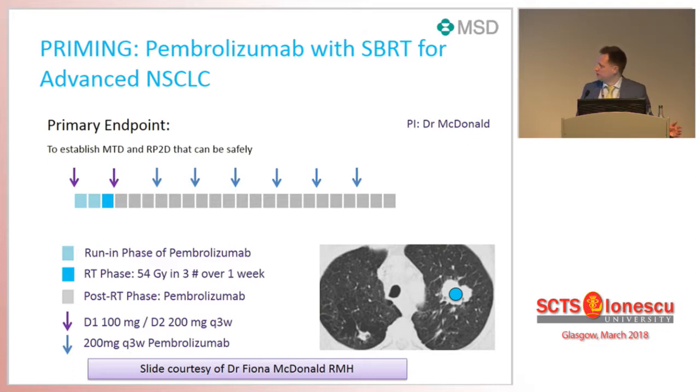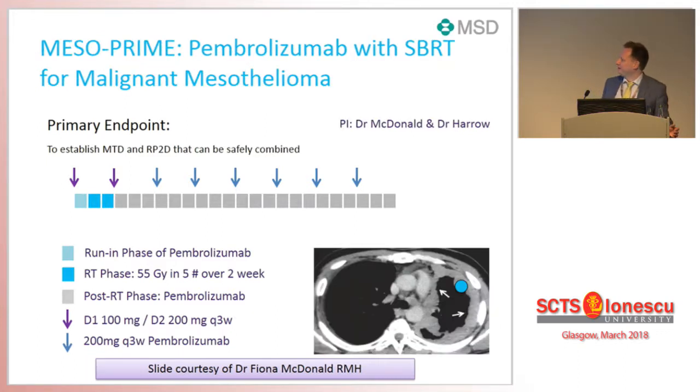A very similar study in mesothelioma, again led by Fiona MacDonald and Stephen Harrow in Glasgow, is seeing whether radiotherapy has a role in mesothelioma.